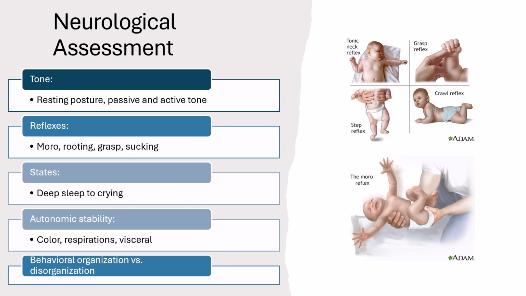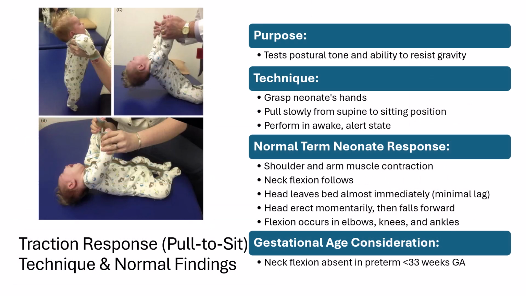Evaluate autonomic stability through color, respiratory pattern, and visceral function. Look for signs of behavioral organization. Hand-to-mouth movements, attentive focus, versus disorganization. Finger splaying, gaze aversion, color changes. Remember that neurological findings must always be interpreted in the context of gestational age and overall clinical picture.